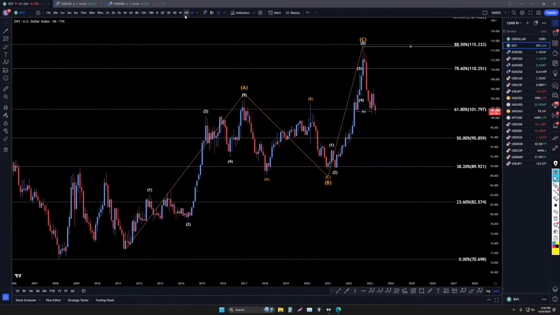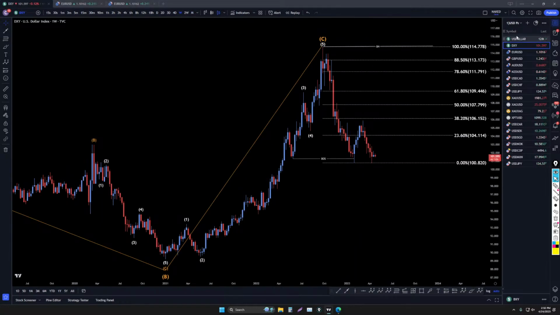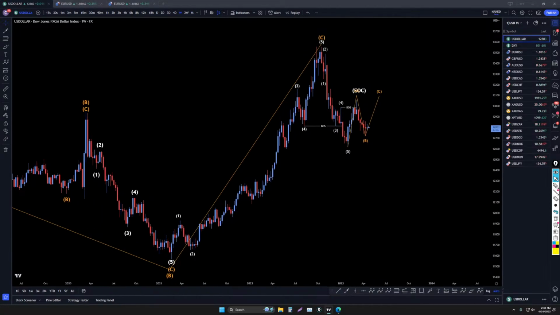Let's head down to the weekly time frame. I switch back to the US dollar index on the weekly. On the weekly time frame is where we can see a downtrend, 1, 2, 3, 4, 5. I still think that this is more likely a wave 1, but it could possibly be a wave A.